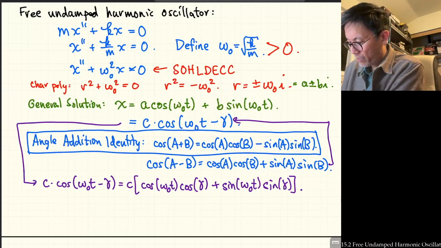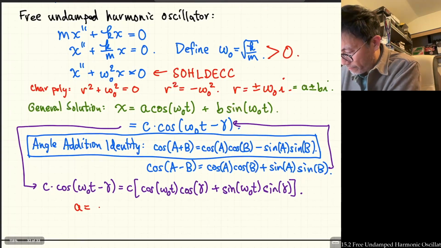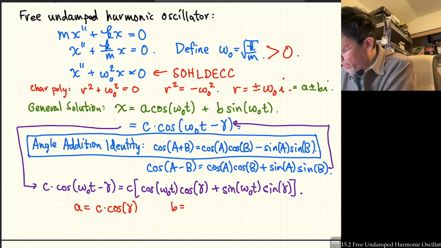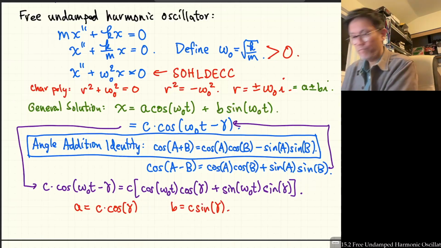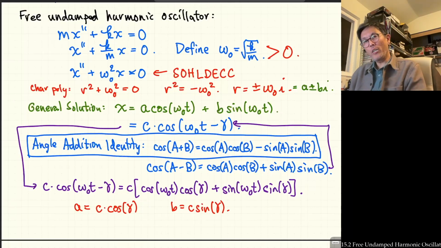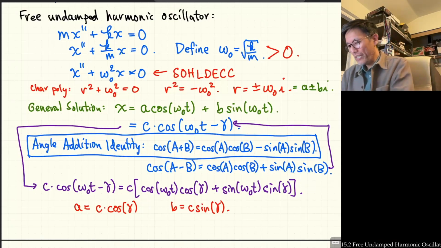So let me note that. A is going to be C cosine gamma, and B is going to be C times sine gamma. Don't you agree? Now I still want to know what C is. So how can I figure out what C is?